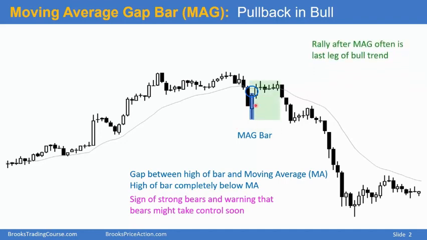The rally after a gap bar is usually the final leg of the bull trend, and then the market either enters a trading range or you get a reversal. In this case, we got a small double top, lower high major trend reversal. So it's a short below that bar or below this bar.